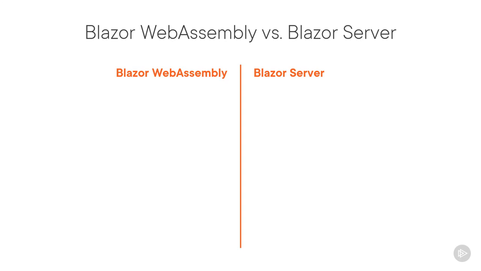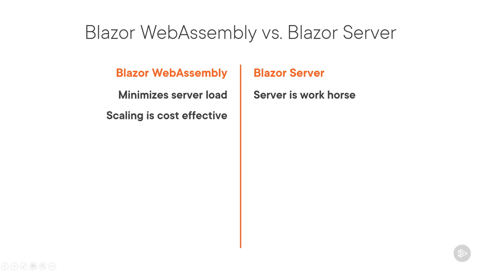We're comparing the two hosting models. APIs aside, with Blazor WebAssembly, the server has to serve some files on the initial request and it's basically done. With the server version of Blazor, the server has to do most of the work. And because the processing with WebAssembly is done in the browser, on the user's machine, scaling is very cost effective. When applications have many users, scaling out with Blazor Server could get expensive.